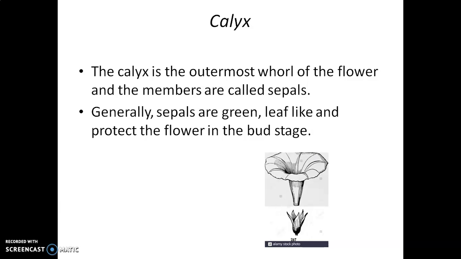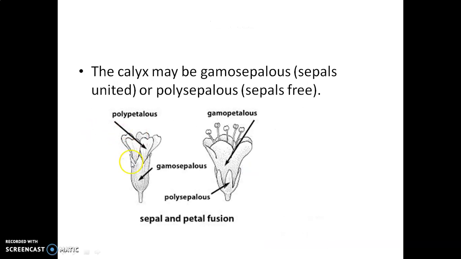We know that it is the outermost whorl of a flower, and the members, see here, 1, 2, 3, 4, 5 members are there, and these members are called sepals. Clear? Generally these sepals are green, leaf-like, and what is the function of calyx? Main function? Yes, it protects the flower in the bud stage. See, observe these diagrams. Here you can see the presence of sepals and petals.